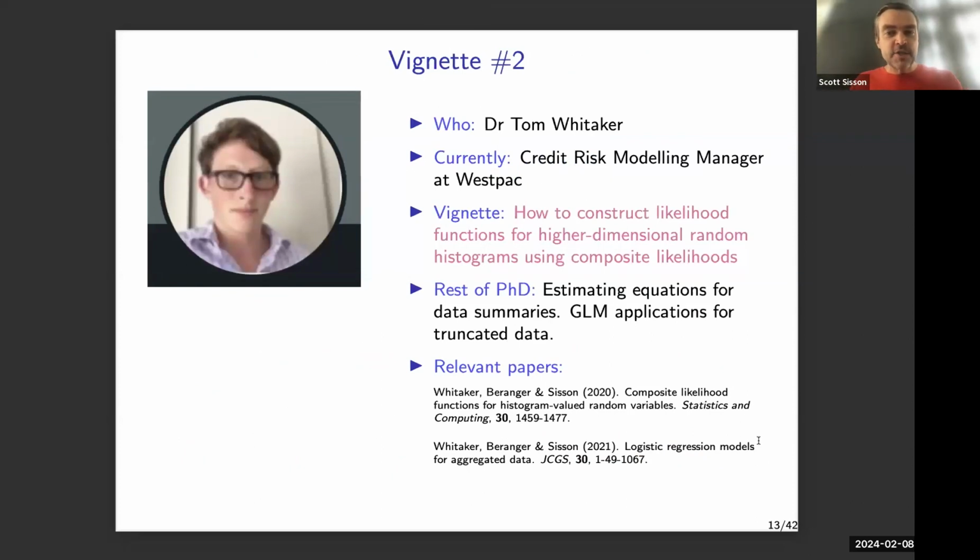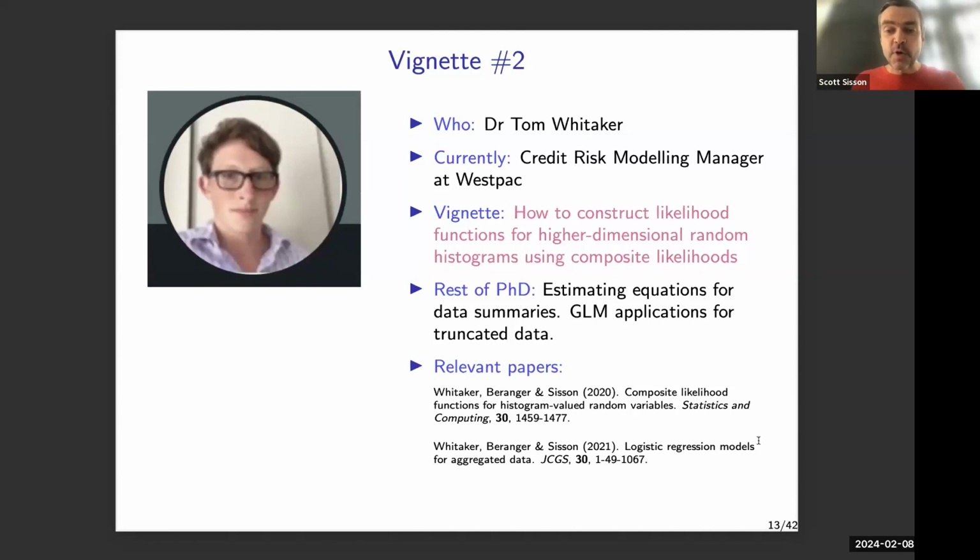Tom did his PhD a few years ago. He's seen the light and he's gone to work for industry and lots of money. But while I was supervising his PhD, he took on this challenge. The likelihood for histograms works. It's feasible, but there's a dimensionality problem here. We can't easily analyze data in higher dimensions than, say, 2 or 3.